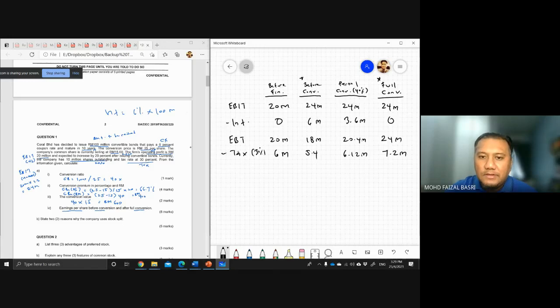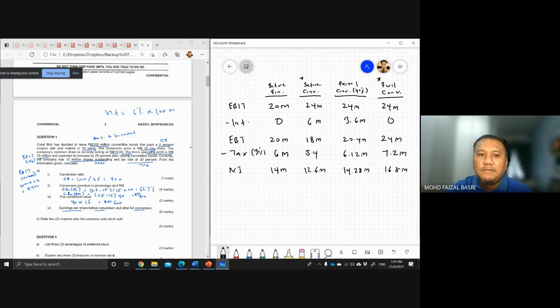Okay, so after we minus tax, you're gonna have net income. Net income: 20 minus 6, we have 14 million. 18 minus 5.4, 12.6 million. 20.4 minus 6.12, we're gonna have 14.28 million. 24 minus 7.2, we're gonna have 16.8 million.